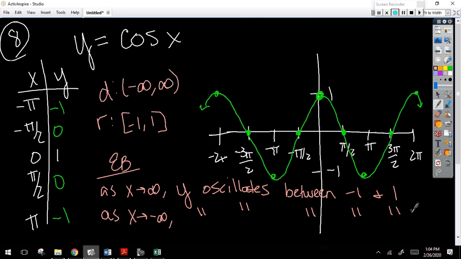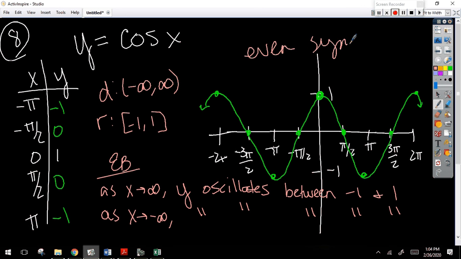All right, how about symmetry? You should be able to get this one. This one's an obvious symmetry. What is it? Even. Why? You fold it down the y-axis, it's the same on both sides. So it does have even symmetry.